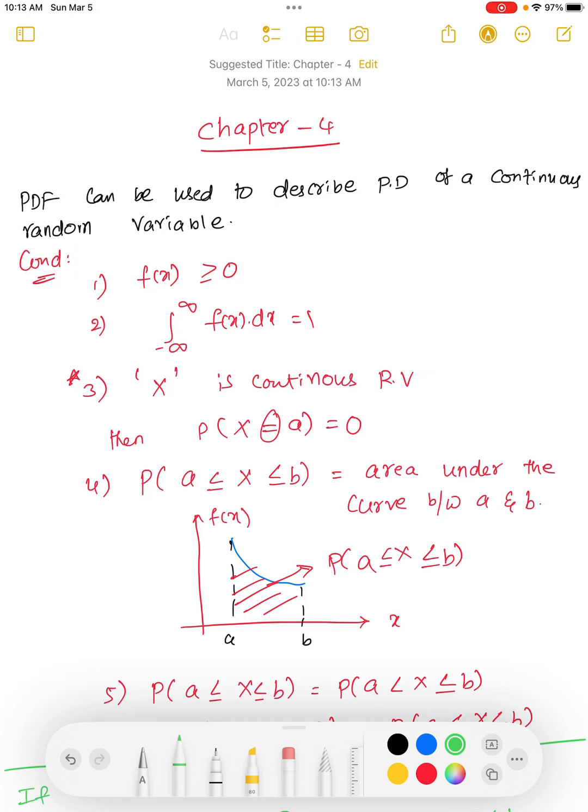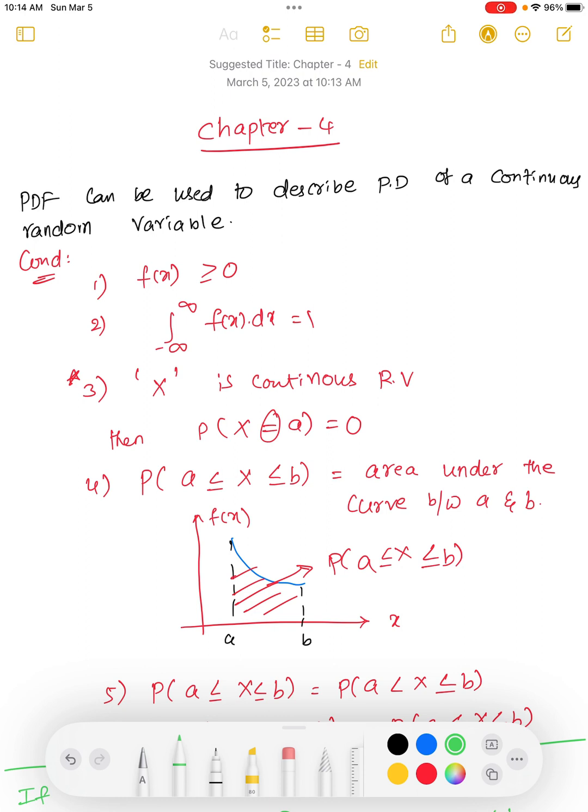Hello everyone, and today we are going to look into chapter 4. Chapter 4 is all about continuous random variables. Here also we will have a probability distribution function, that is PDF, whereas the random variable is continuous. The variable is changing continuously, but it has a probability density function.